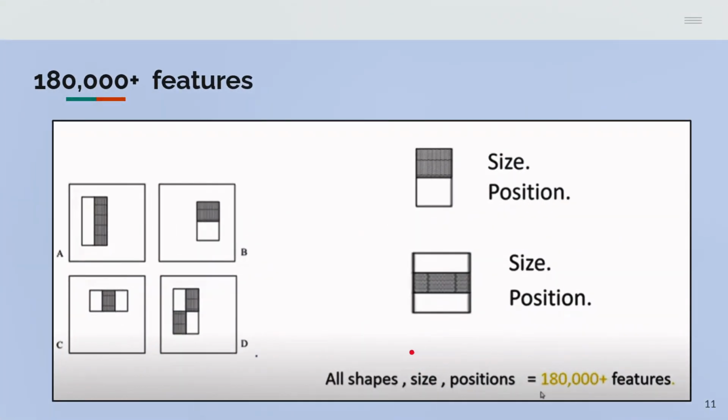Now how many features can we detect using these Haar filters? We are able to detect astonishingly 180,000 plus features. Why? Because these filters can be of different sizes, different orientations, and on different positions. If you take all these combinations into consideration, you will be able to detect around 180,000 plus features. But doing calculations for such a huge number of features is very computationally expensive. So we'll see in further slides how we are able to tackle this problem.